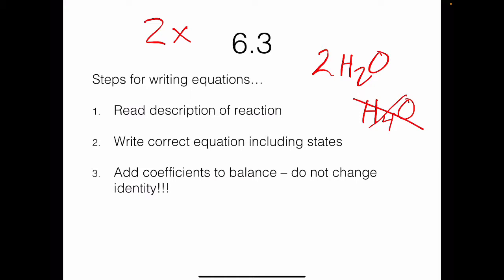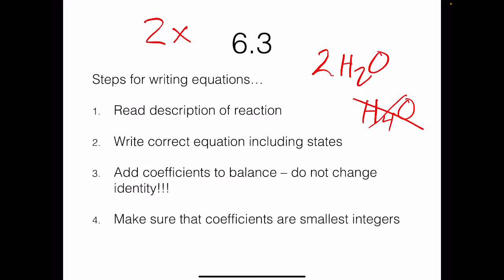What we have to remember is that if I wanted now 4 hydrogen from this side of the reaction, this doesn't only change the number of hydrogen, it also changes the number of oxygen. So whereas before I had 2 hydrogen and 1 oxygen, that multiplies everything in that formula by 2. So now I have 4 hydrogen and 2 oxygen. So we have to remember to distribute that coefficient throughout the entire formula.